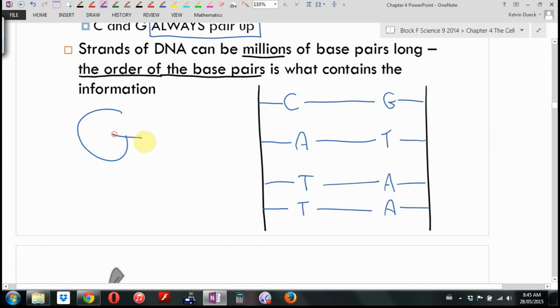C and G go together because they almost fit on top of each other. We've been doing that for about 50 years, ever since we learned how DNA worked. And then A and T go together. So you have to use a process of elimination. If C and G go together, A and T go together.